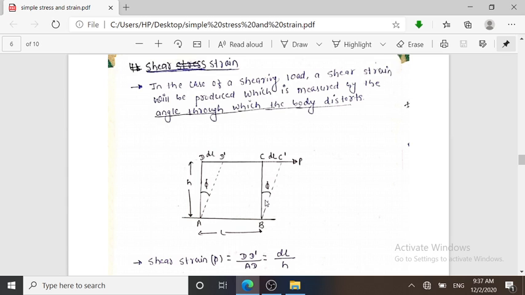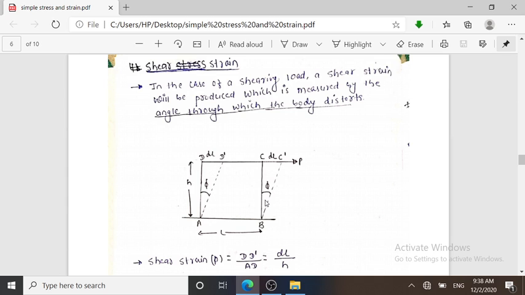Remember one thing, that A and B is a fixed end. There is no deformation taking place on the end of AB. So we are applying a tangential force under the surface which is exposed, that is CD. Then, when we apply a certain tangential force, the body distorts, or there is a formation of an angle by which the body distorts. So while we apply the shear load, the shear strain will be produced.